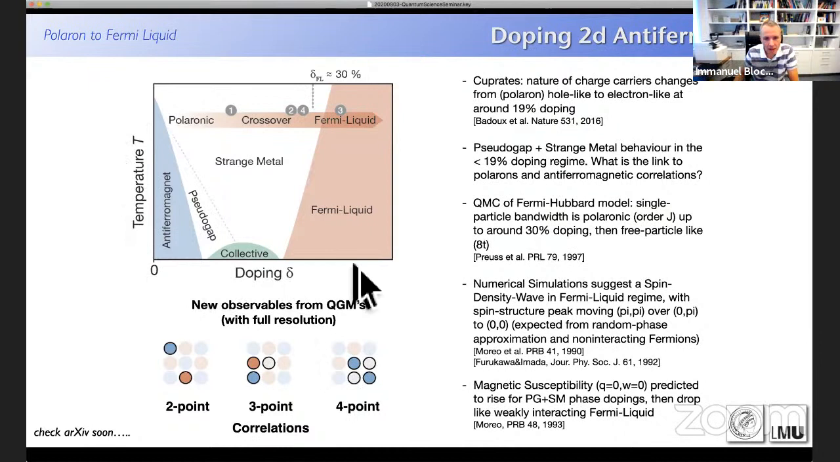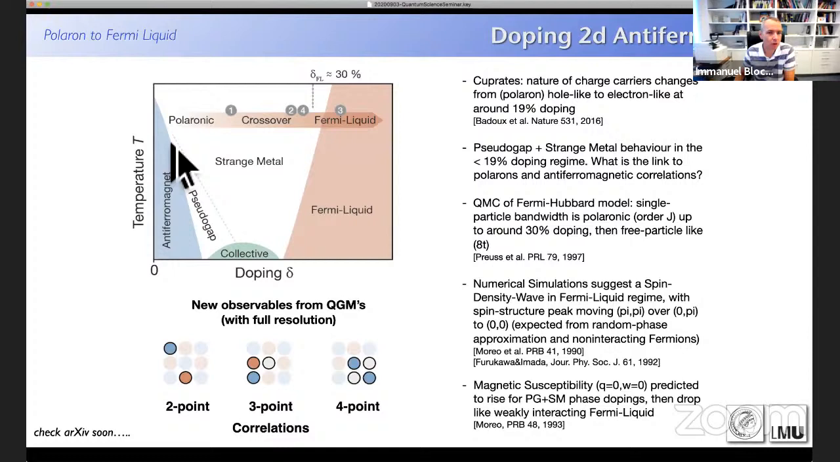What people know is that in the regime of very low dopants, as I just explained to you, we get these polarons that form on top of the antiferromagnetic background. And actually this system now forms a metal where the charge carriers are the polarons, the holes that we introduced into the system. So we have the positively charged holes that form the charge carriers in this polaronic metal that forms over here.